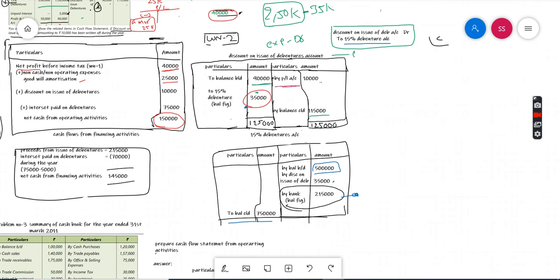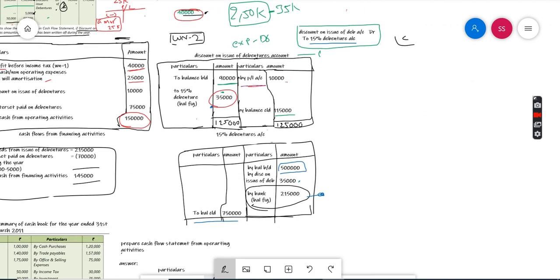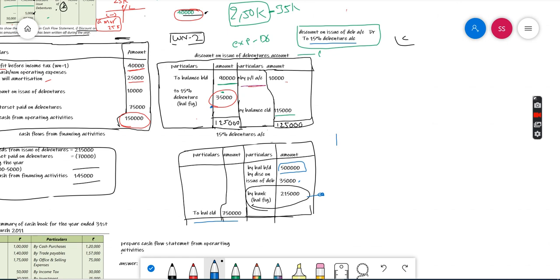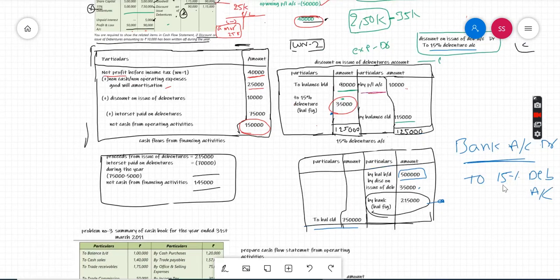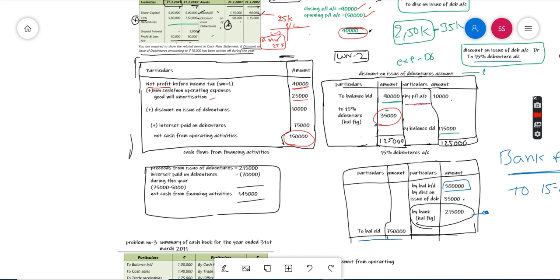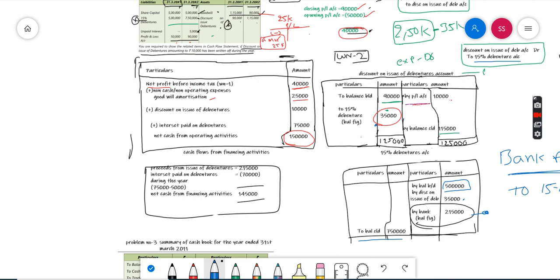So what would have been the general entry? Bank account debit to 15% debentures account. So in 15% debentures account it is by bank 2,15,000, right? Okay. So now we'll put all this ledger in the cash flow statement.